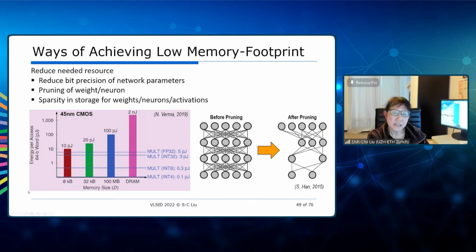And what this means is that you then get sparsity in storage or memory for the weights, neurons, and the activations. Here's an example of the amount of energy per access for a 64-bit word when you want to fetch something from memory versus the energy that you would use to do a multiply, either with a floating point or integer. If you want to fetch something from 8 kilobyte memory, you will burn 10 picojoules in a 45 nanometer CMOS process. These are numbers that Verma collected in the 2019 paper. You can see the memory access is much higher than doing a multiply, even for a floating point 32. And if you want to use a much bigger memory, you can see that this energy per access increases with the memory size. So it's good to have a much smaller memory size by doing any one of these operations here.